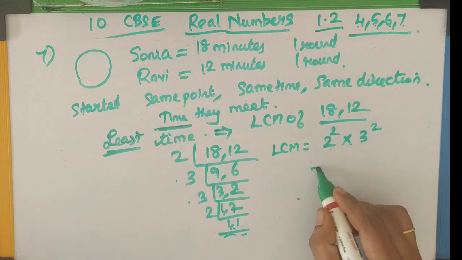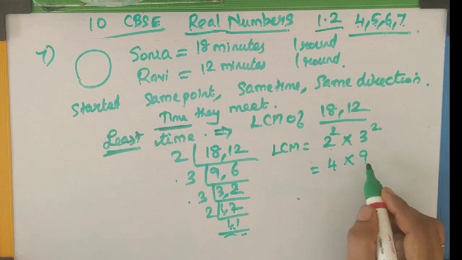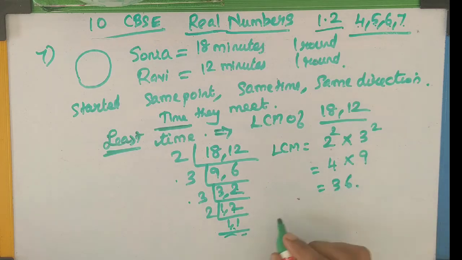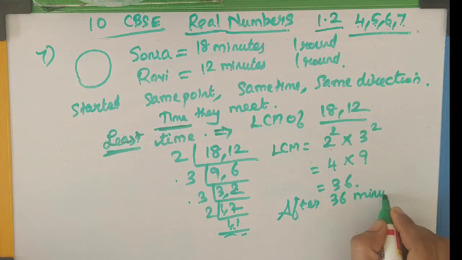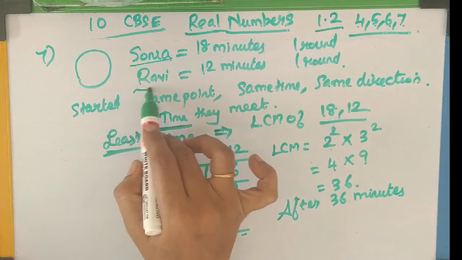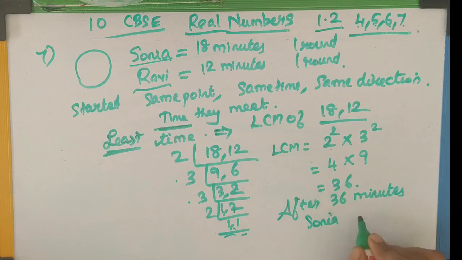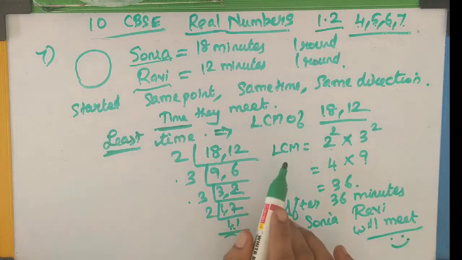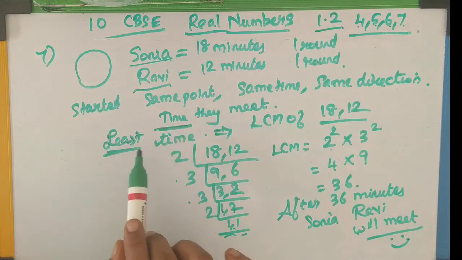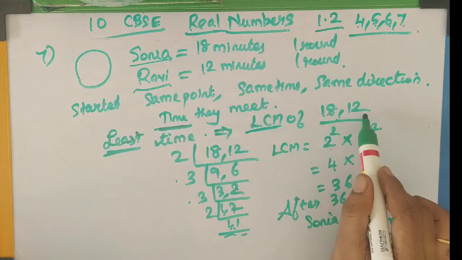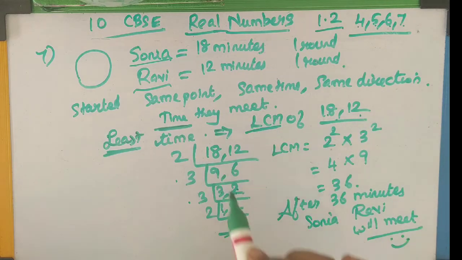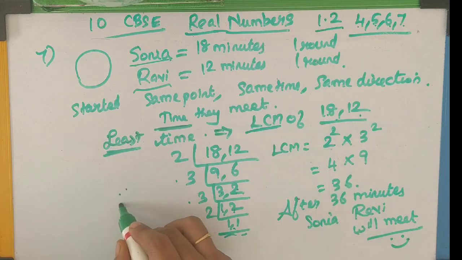Yes. Sonia and Ravi meet at the starting point after 36 minutes. Okay. We have to find the minimum time for them to meet again at the starting point. So we have taken LCM. Okay? So get clear why we are doing LCM for these numbers. Okay? Let me explain it to you again. Here both of them have different time of traveling. So we have to find the least time of them to meet. We have to find that. So we are taking LCM of these two numbers.